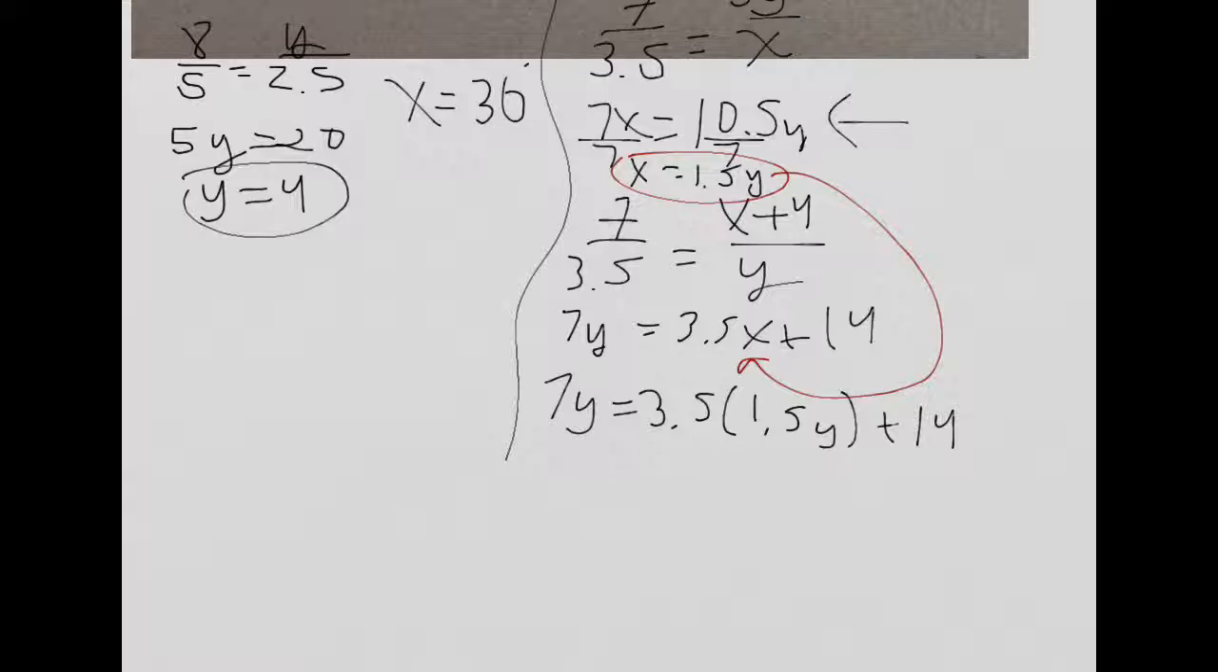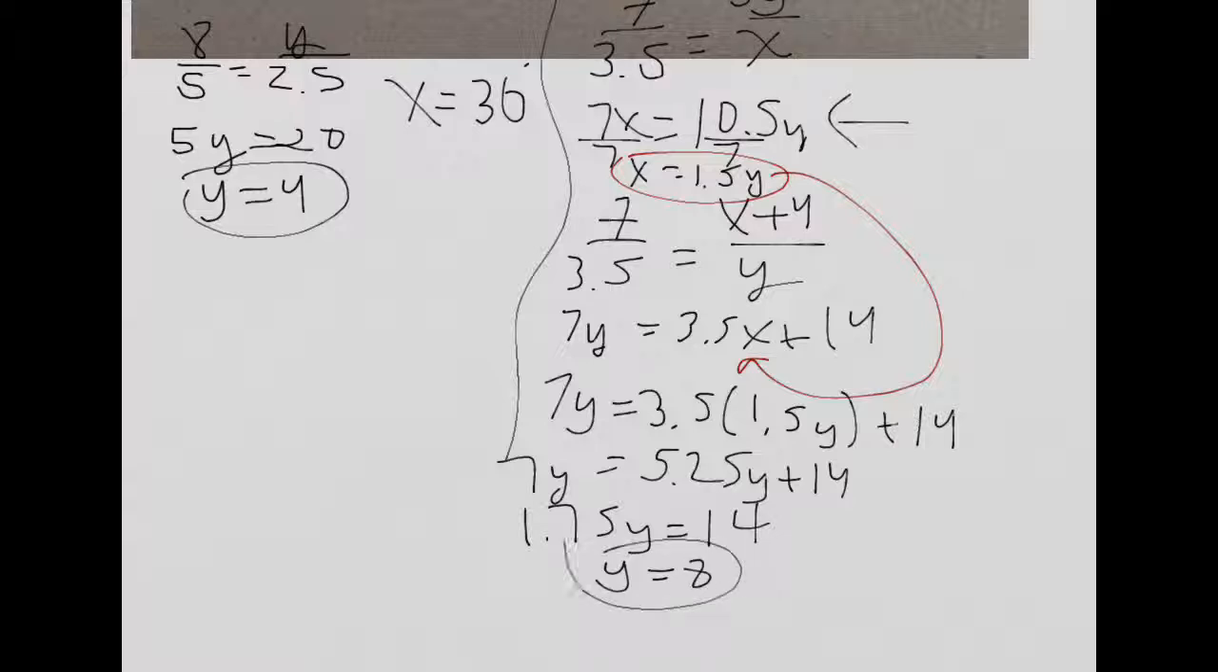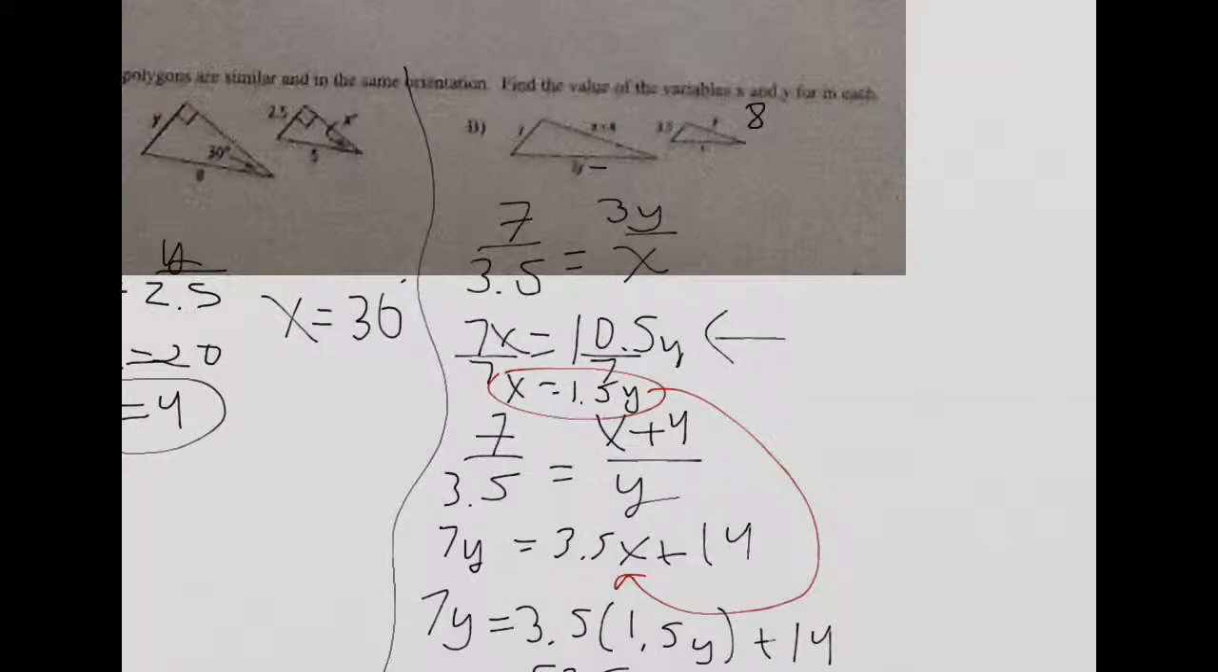So I get 3.5 times 1.5, 5.25y. Let's bring that over. So I do 7 minus 5.25, and divide. Alright, so I get y to be 8. So now I could plug the 8 back into the equation here. So this top piece of this triangle is 3 times 8, so it's 24.